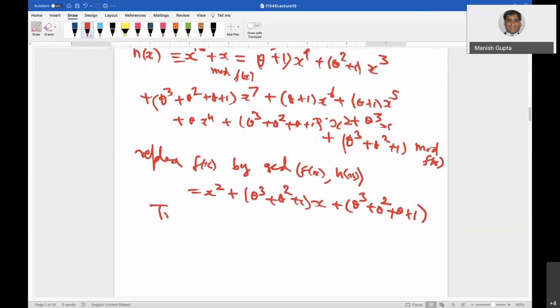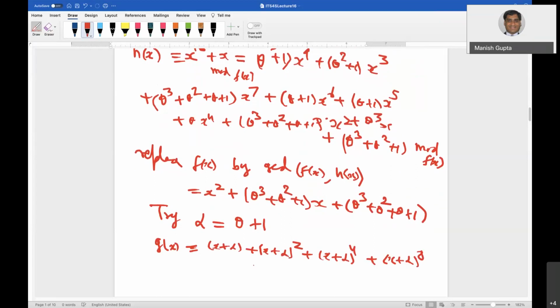So we try θ randomly. We try α to be the root, say θ+1. We have g(x) equal to (x+α) + (x+α)² + (x+α)⁴ + (x+α)⁸, and this turns out to be θ³x + θ³+θ+1 modulo f(x).